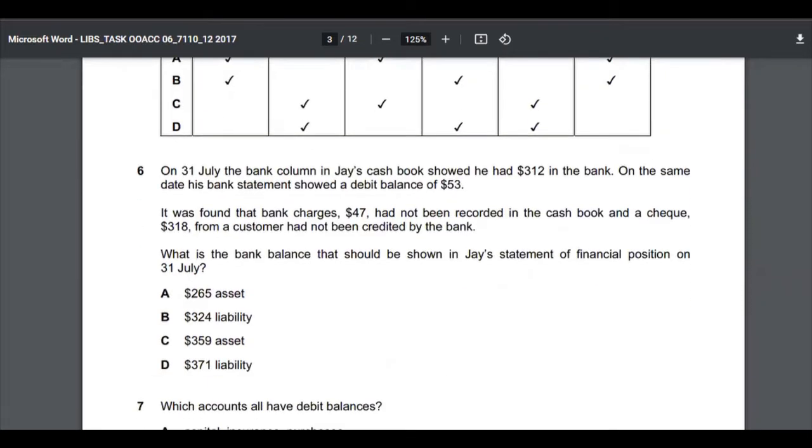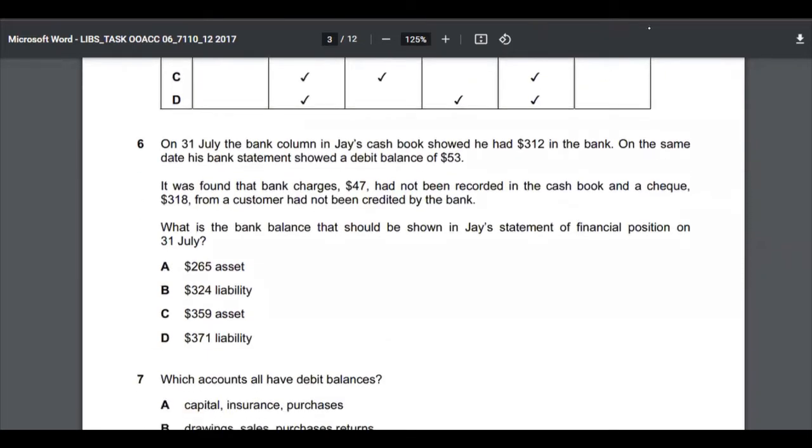Let's look at multiple choice 6. On 31st July, the bank column in Jay's cash book showed he had a balance of $312 in the bank, right? So in the book of Jay's cash book, the bank should have a balance of $312. That's what it is saying. On the same date, his bank statement showed a debit balance of $53, right? So the bank statement shows $53, but his cash book shows $312. So you see there's a huge discrepancy over here.